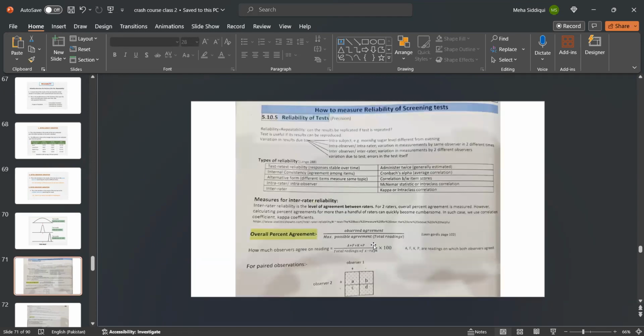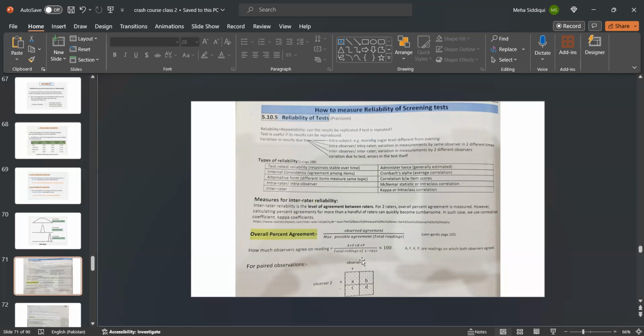So regarding reliability of a test, there are different types of reliability. One type is inter-rater reliability. It is the level of agreement between raters. With two raters, overall percent agreement is measured. For example, there are two raters. We will calculate a percent agreement, that is, observed agreement over possible agreement.